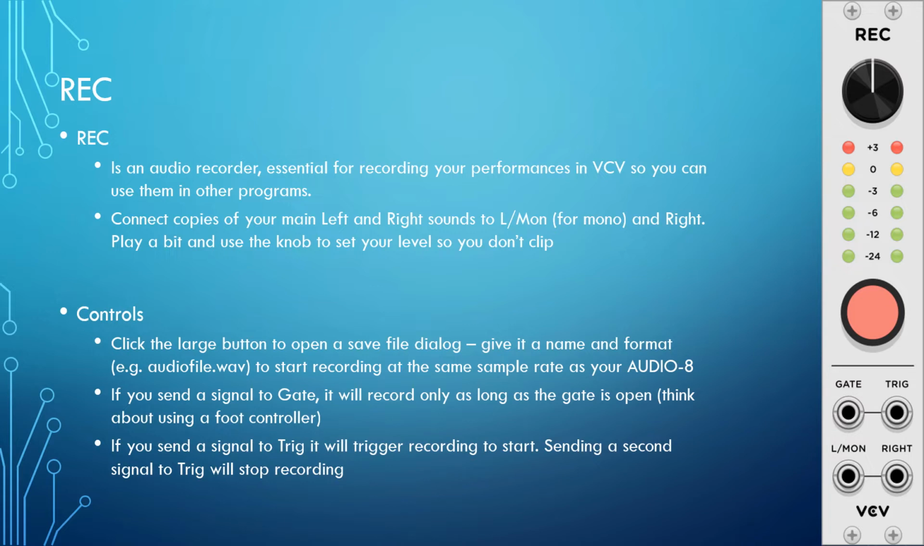If you send a signal to gate, it will record only as long as the gate is open. So this can be really, really useful if you're recording just small snippets of sound and have, say, a MIDI foot controller hooked up. If you send a signal to the trig input, it will trigger recording to start, and sending a second signal to trig will stop recording. This can be very useful if you have a key on your MIDI keyboard that you're not going to use any other time, like a really low C, or maybe there's a pad that you have and you can use it to send that.